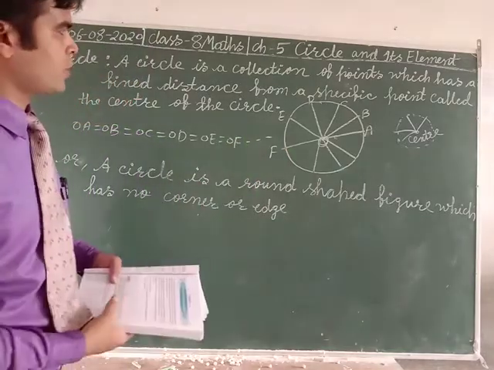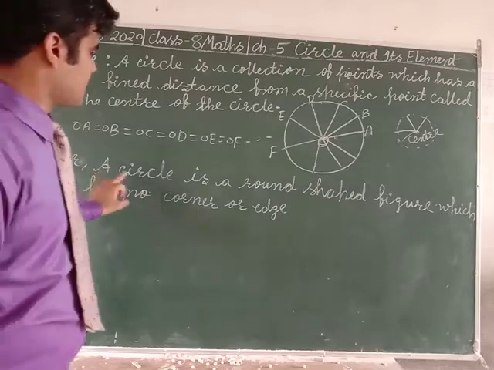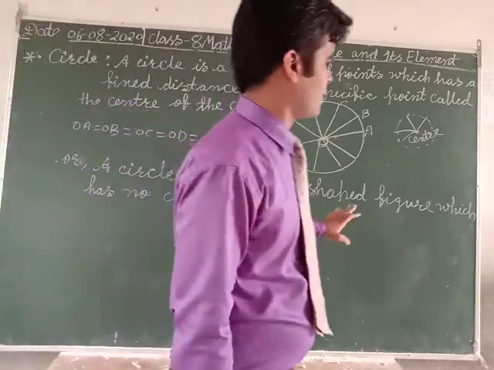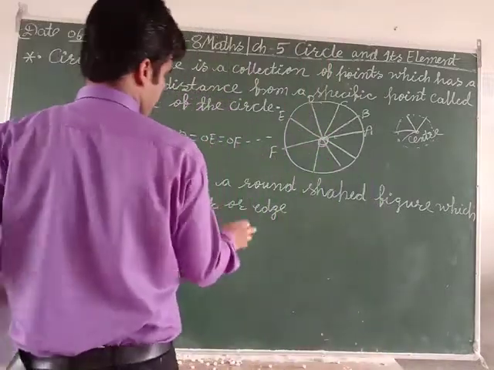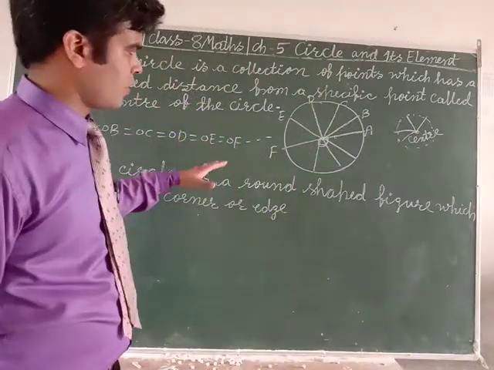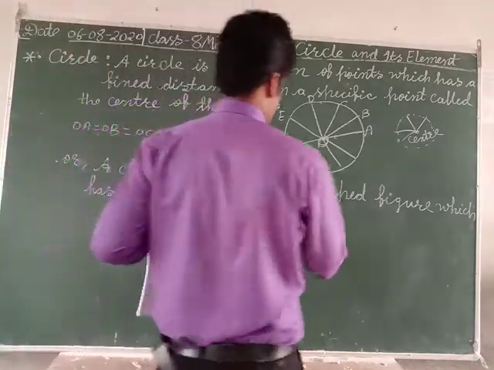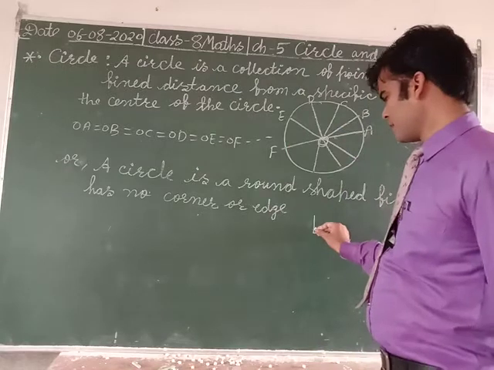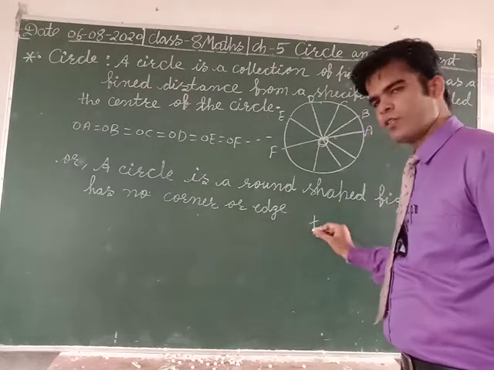So students, you understood. Or in a simple way, I have written a second definition. A circle is a round shaped figure. Round shape means golakar, which has no corner or edge. Corner means like this, and edge means what? This is a side. These are edges, and this is a corner.